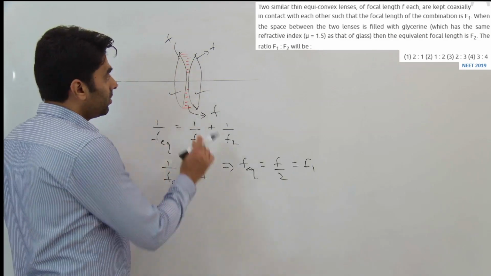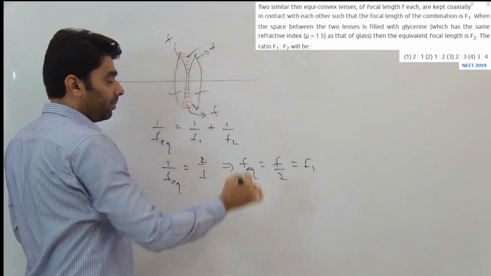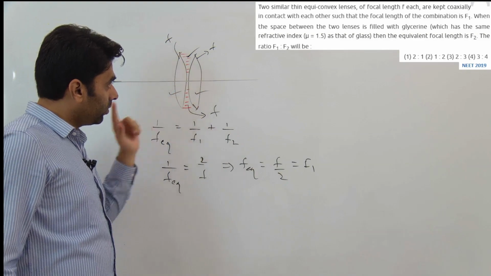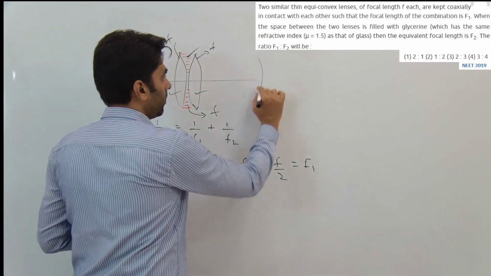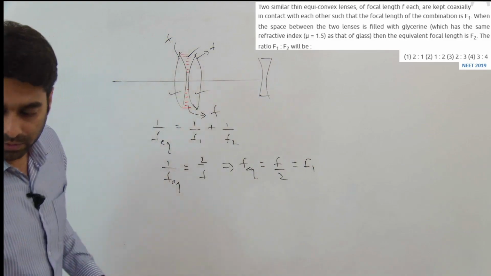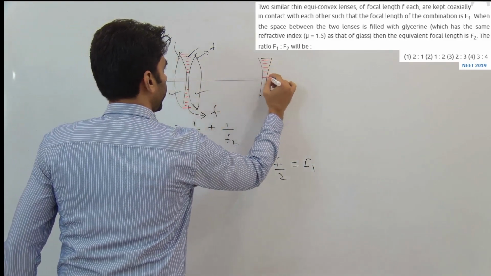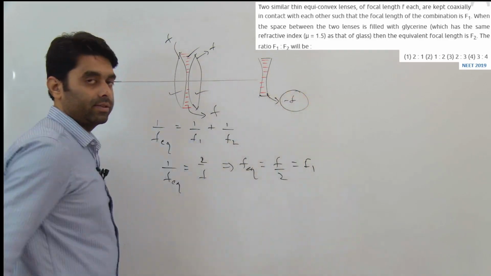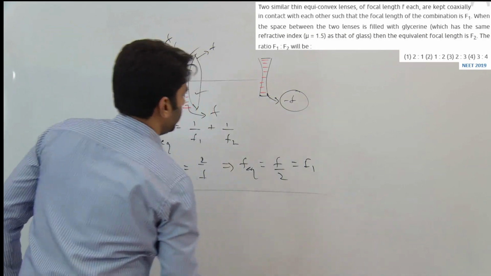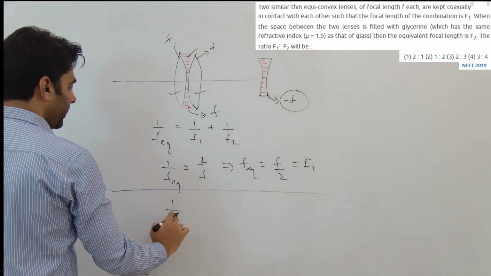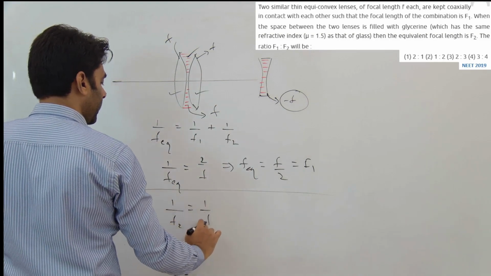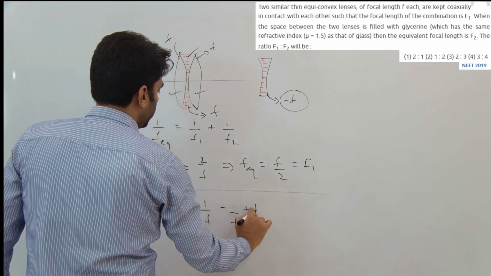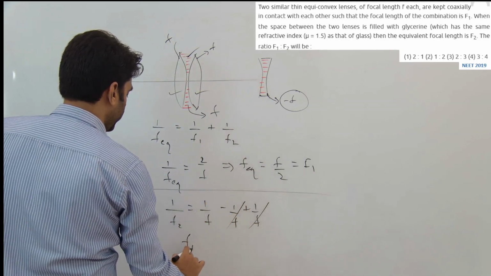The difference will be because these are convex, and the middle one, when we have filled it with liquid, if you notice the shape of this, will act as a concave. The one that I have filled over here will act like concave. Magnitude wise it will be f, but with sign it will be minus f. Now let us write down f equivalent, which is given to us as f2. So I am writing 1 by f2 is equal to 1 by f, this one, because it is concave, it will be minus 1 by f, plus 1 by f. Cancels out. So f2 value comes out to be f.